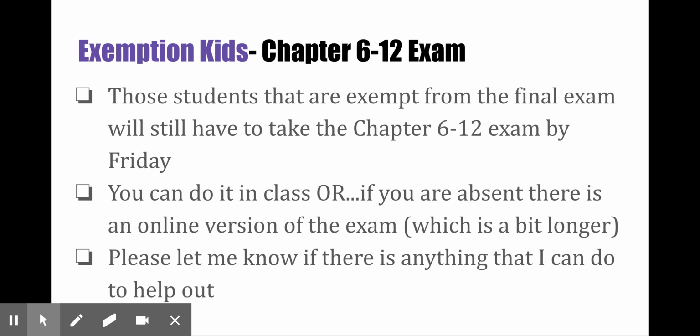Exemption kids, this is chapter 7 through 12. You guys will have a short quiz on The Hobbit. This one needs to be done by Friday. You can do it in class, or if you're absent, then you can do an online version. But I will tell you the online version is a little bit longer. Please let me know if there's anything I can do to help out.